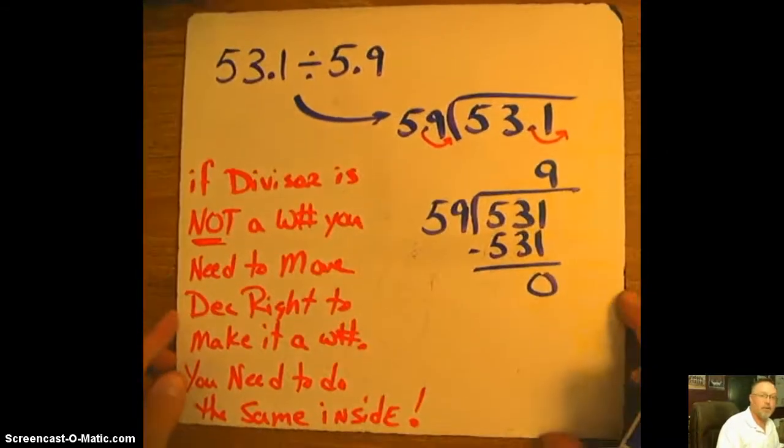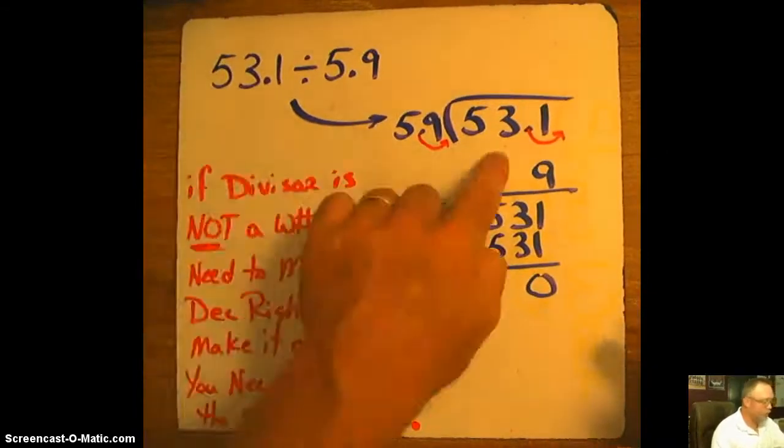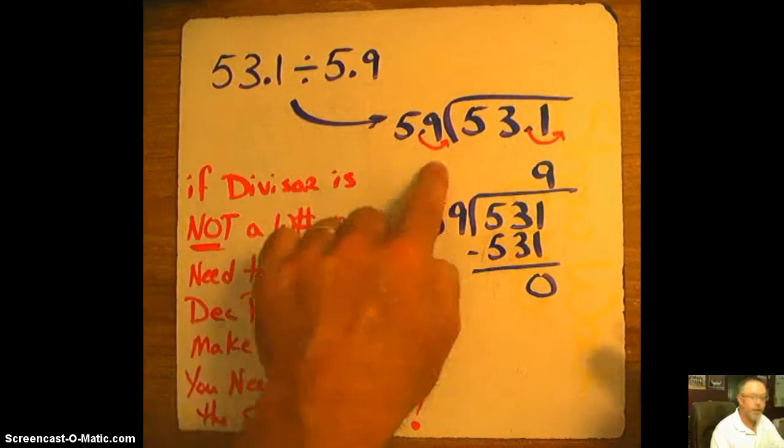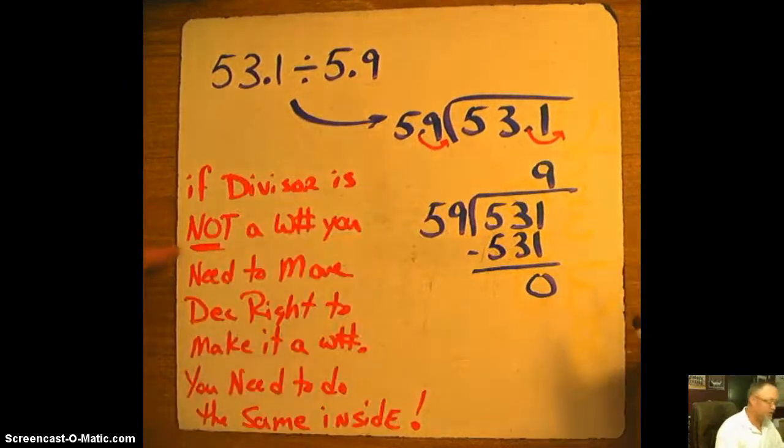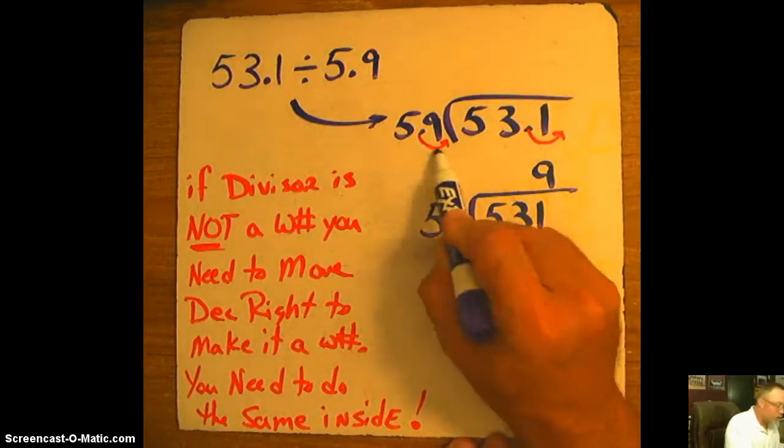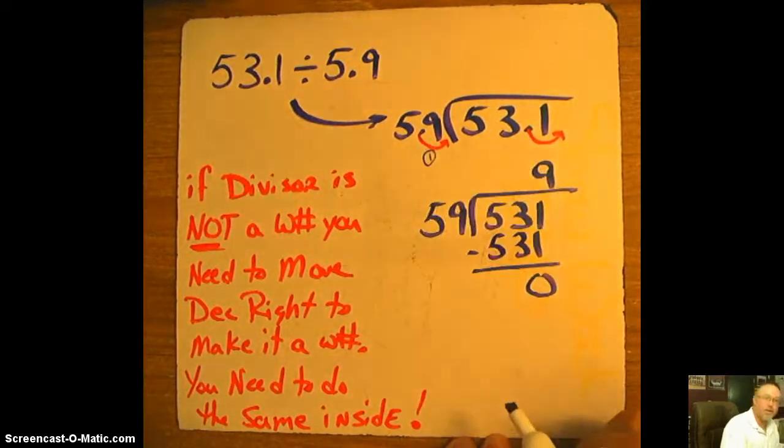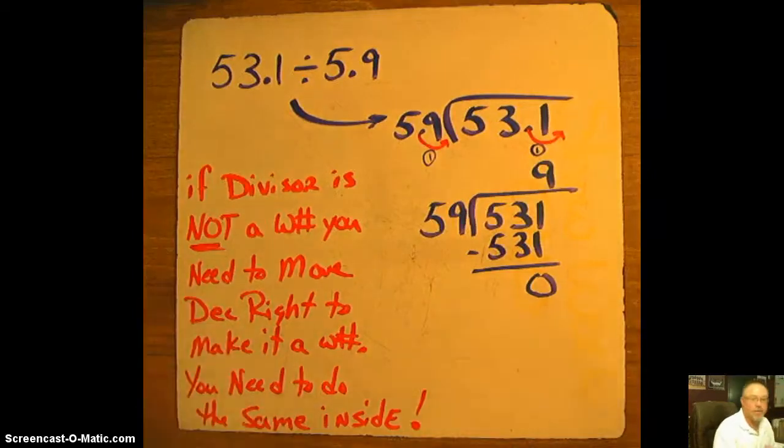So if we look at a different one, but now I've set it up as, okay, we have 53.1 divided by 5.9. Well, now our divisor is not a whole number, so we have to make it that way. So we have to move it over here, and we're moving it over one place, which means we have to move it over one place inside, because we have to keep everything balanced in here as we go. So if a divisor is not a whole number, you need to move it to the right to make it that, and you need to do the same inside.